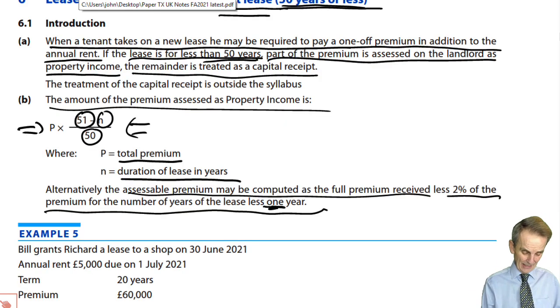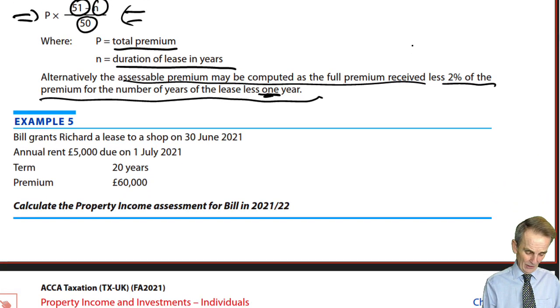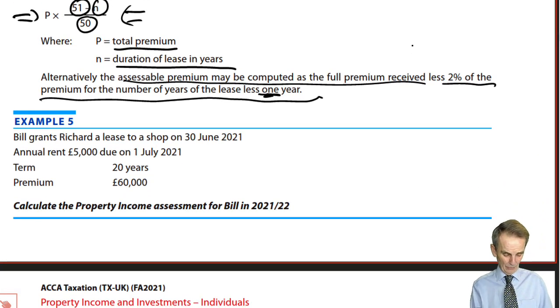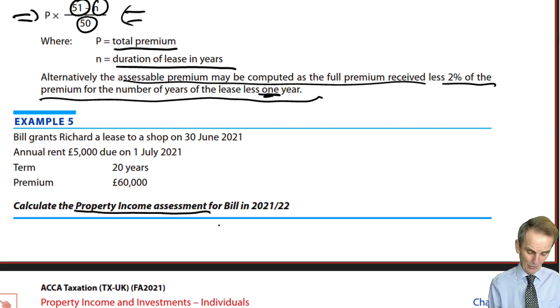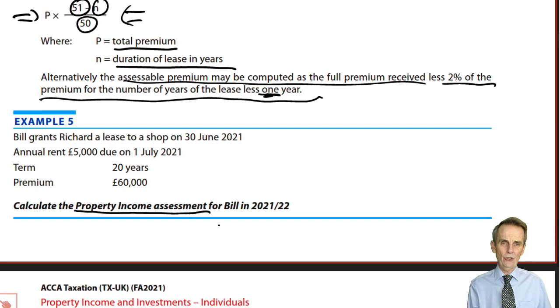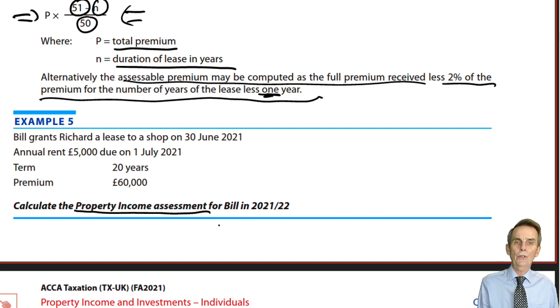Okay, with that in mind, therefore, you've got a little example there, example 5 to sort out, where again we want the property income assessment. Again, make sure you read the question carefully. Do you want the property income assessment, or do you want the taxable amount of the premium that was received? Because the property income assessment combines both, as we've just seen, the amount of property income, the rental income, that is assessable, and also the premium.